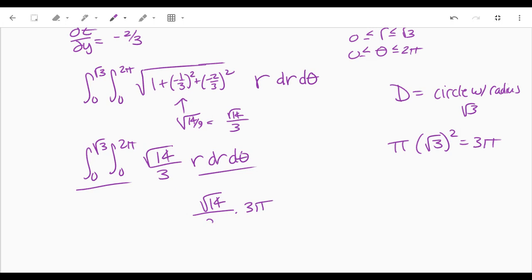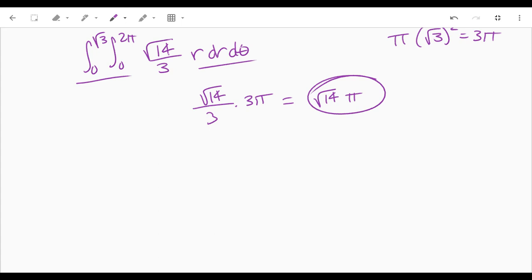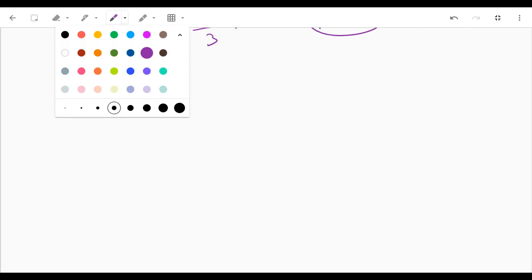So square root of 14 pi. Okay. We'll do one more. Okay. The next one, the last one here, it's exercise 36, I believe, in your book.